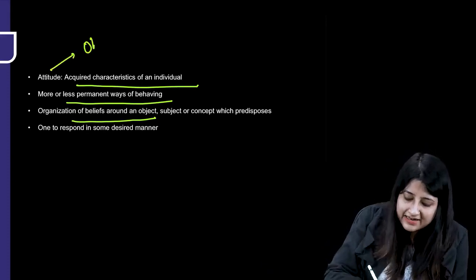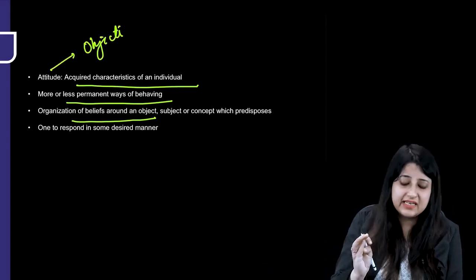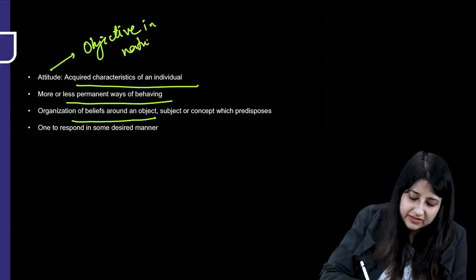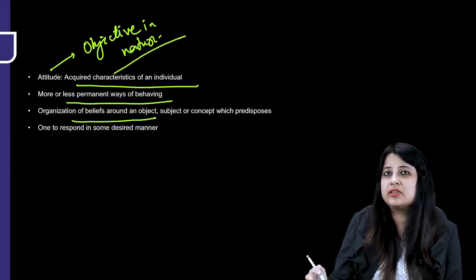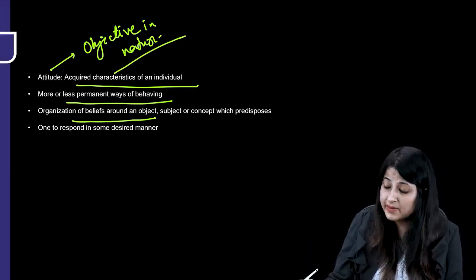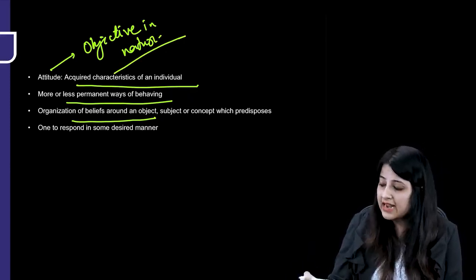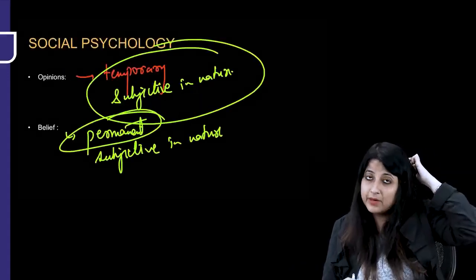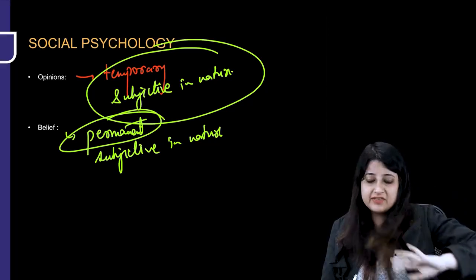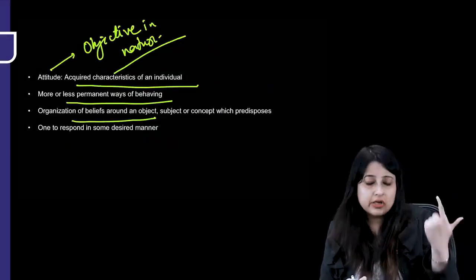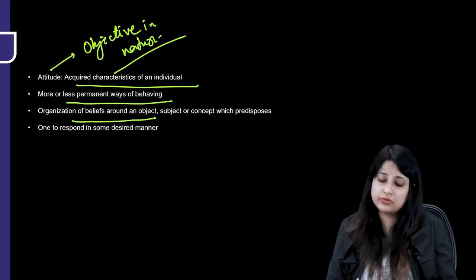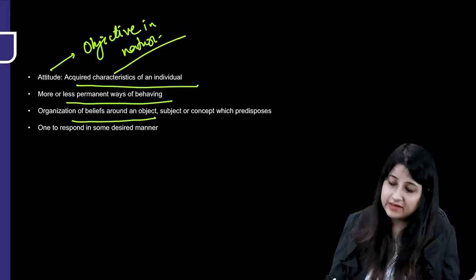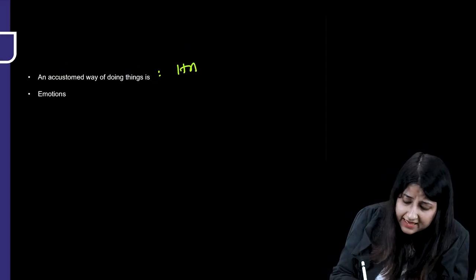So remember, out of opinion, belief and attitude, attitude is something which is objective in nature. It is independent of what the person thinks. Opinion is something temporary and subjective in nature. Belief is something permanent, that is also subjective in nature, and revolving around your belief is your attitude, how you're going to behave. So that is more or less permanent way of behaving. Custom way of doing things is habits.